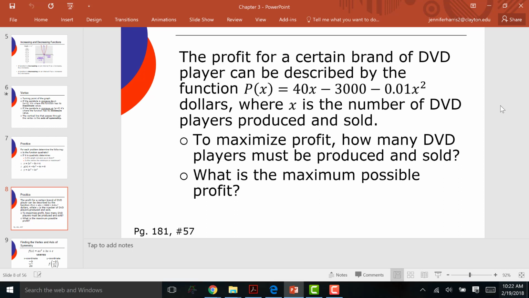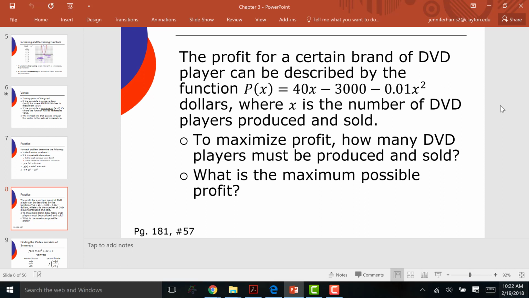To maximize, what keywords should we be looking for? Maximize. What does that mean? Based upon what we learned about maxes and mins, what are you going to be looking for? It's going to open down, okay? So which one of these curves am I looking for? The parabola that's at the top? Mm-hmm. Whenever you see the word maximum or maximize, you are looking for that shape right there, because that's the only one that's got a maximum point, right?